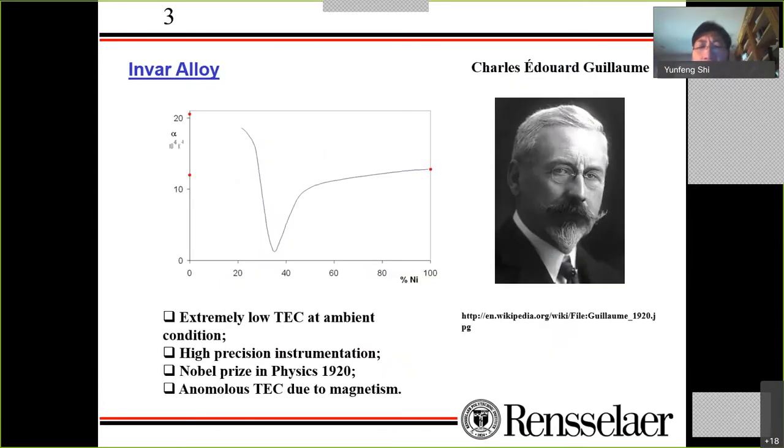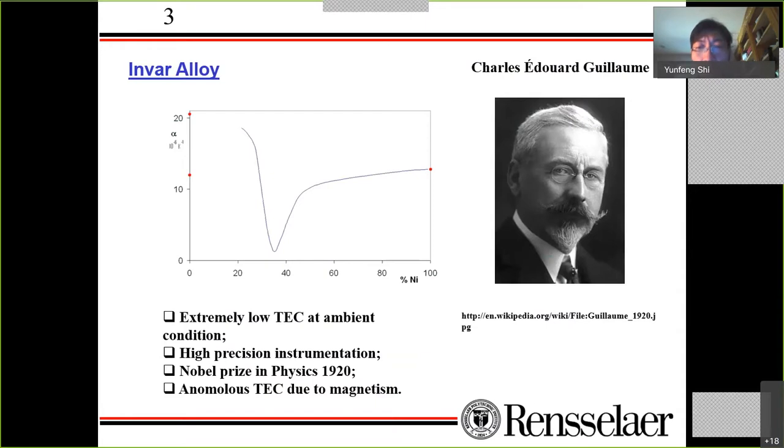Before I go to molecular dynamic simulation, I'll give you a few really interesting pieces of famous materials, and you can see the connection back to physics. The first famous material is called the Invar alloy. This particular alloy has a very special property. It has a very, very low thermal expansion coefficient, so it is used a lot in scientific instruments.